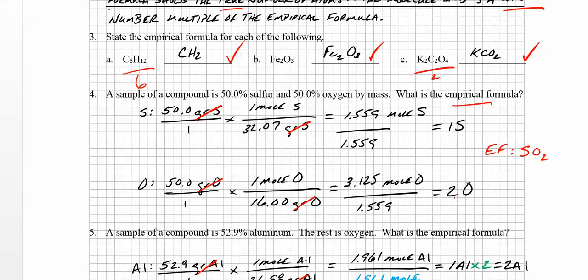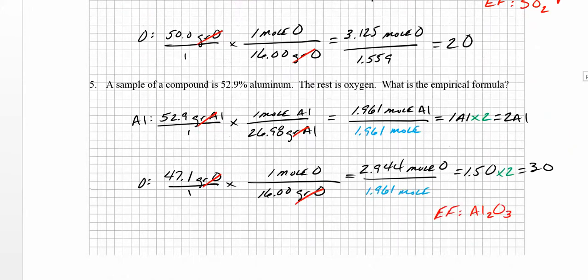Now that's not to say that that's necessarily the molecular formula. It may be, but it may not be. The molecular formula may be S2O4 or S3O6, or I can go on infinitely. But the point is that the empirical formula is going to have a 1 to 2 sulfur to oxygen ratio. Empirical formula, SO2, and I'm done with number 4. Let's look at number 5.